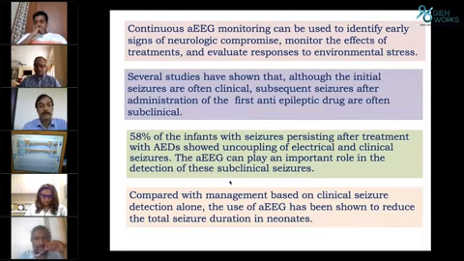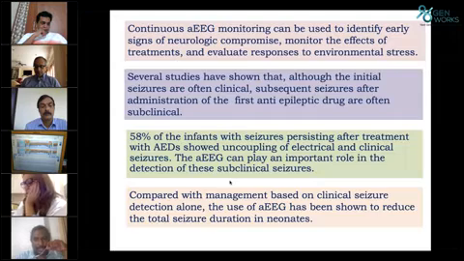Suppose a baby comes with convulsions, and we have started some anticonvulsant therapy. What we found is that initially the baby who comes with convulsion is having clinical seizures, so easily we can detect the clinical seizures at presentation. But once we have given some medication, like midazolam or phenobarbital or levetiracetam, later on the clinical seizure subsides. So now we want to know whether there is still electrical activity, because our main aim is to treat the electrical seizure activity also.